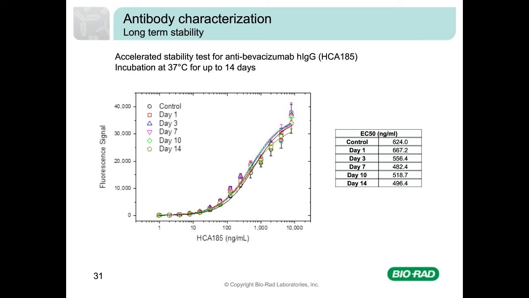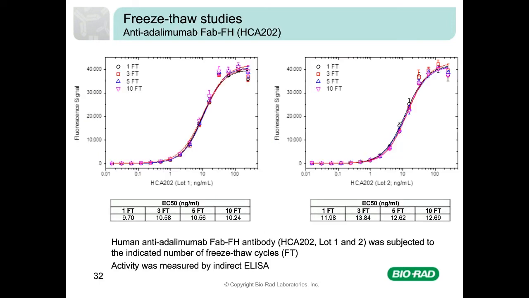2 independent batches of the anti-adalimumab antibody HCA202 in monovalent Fab format were tested for activity after several freeze-thaw cycles using indirect ELISA. Both lots perform very similarly and do not show any decrease in activity even after 10 freeze-thaw cycles.